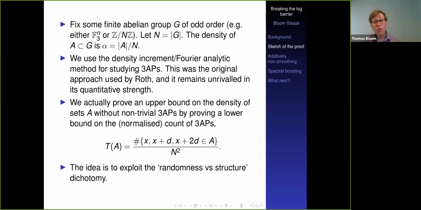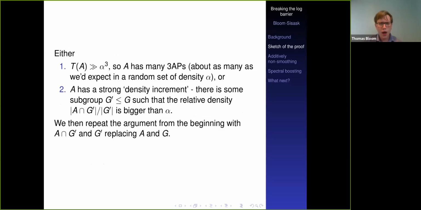Okay. So how do we hope to get a lower bound for T of A? The idea of the density increment strategy is to exploit something which is often called the randomness versus structure dichotomy. And this goes something like the following. Either T of A is large, and in particular, say T of A is roughly a half times alpha cubed, and so A has many 3-term progressions.